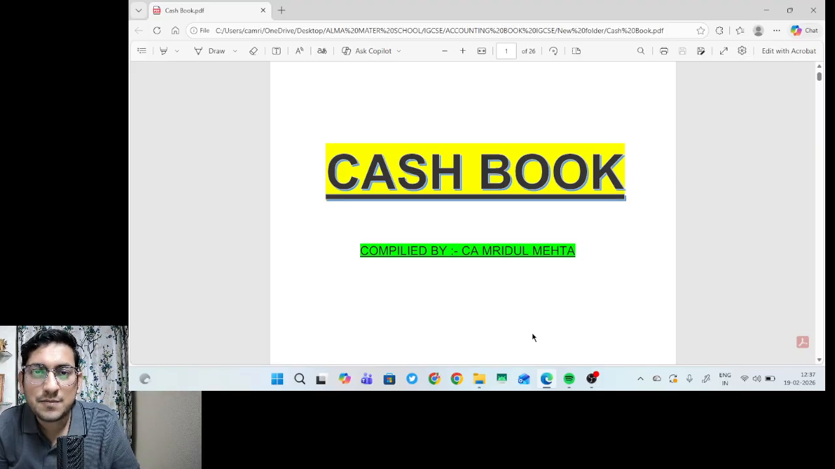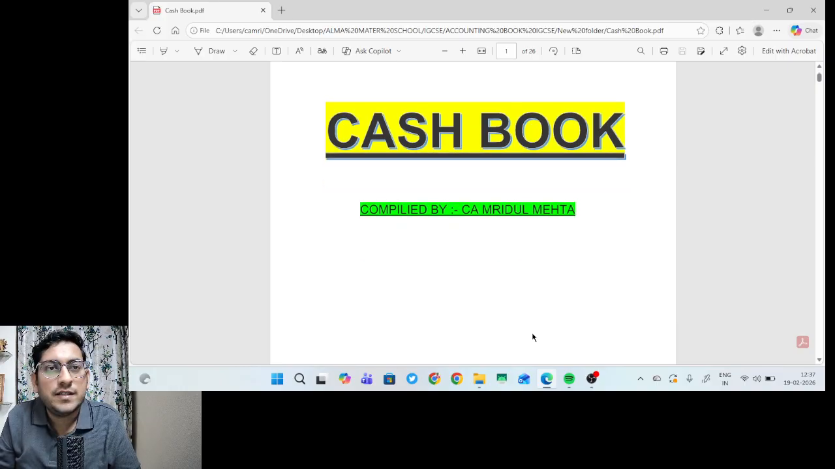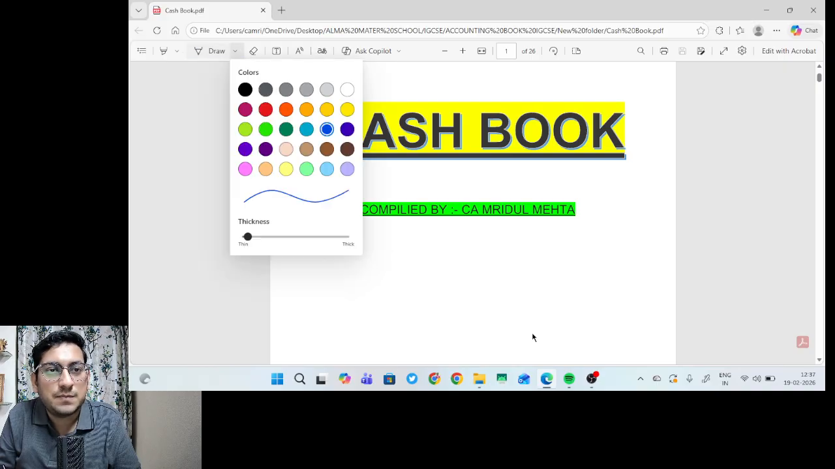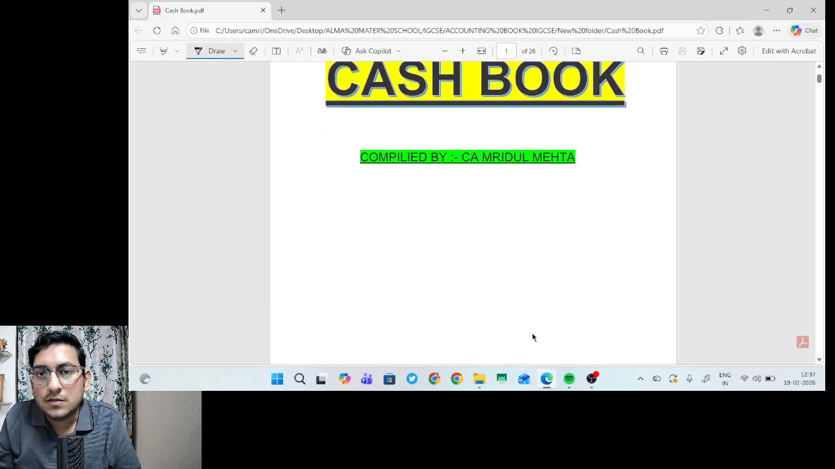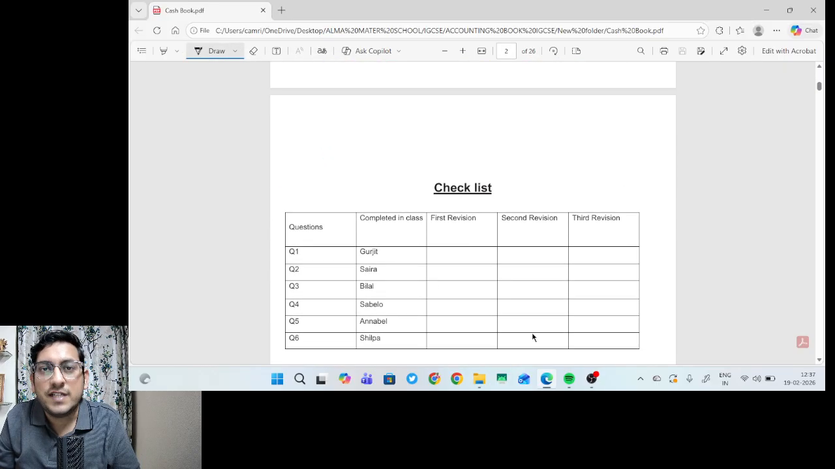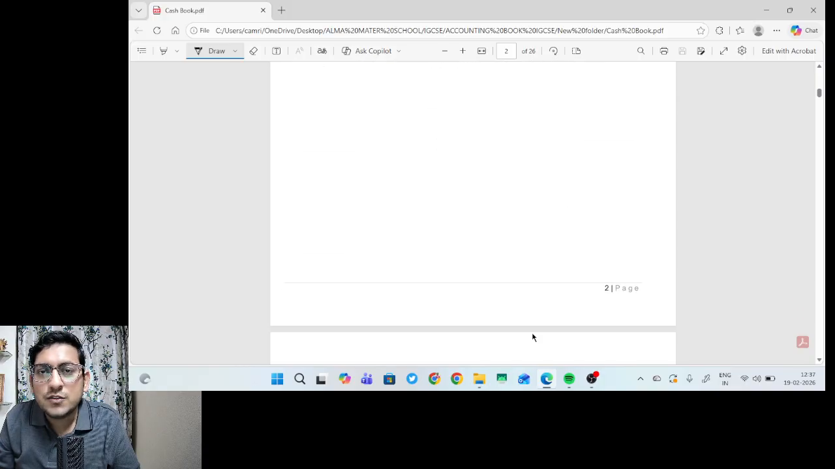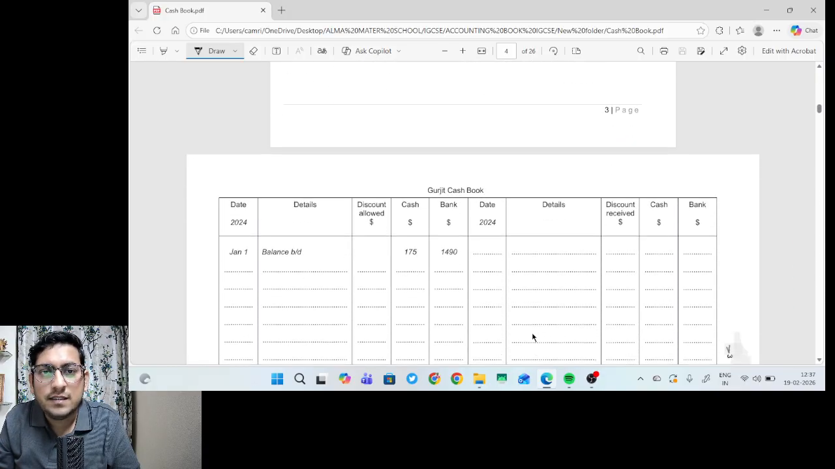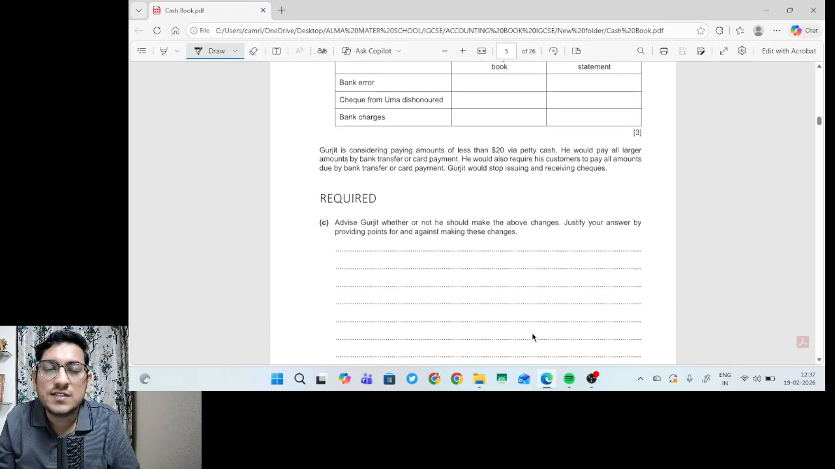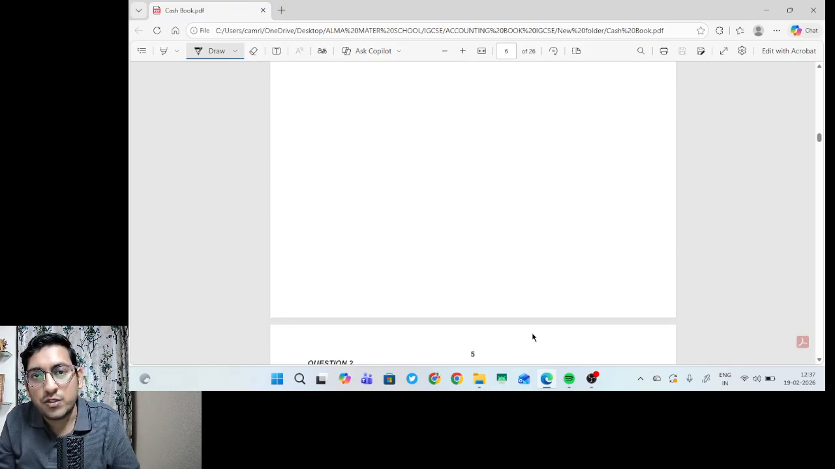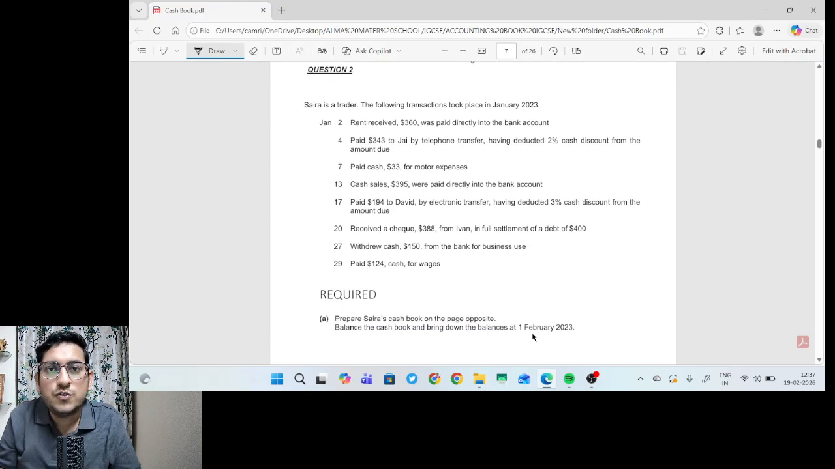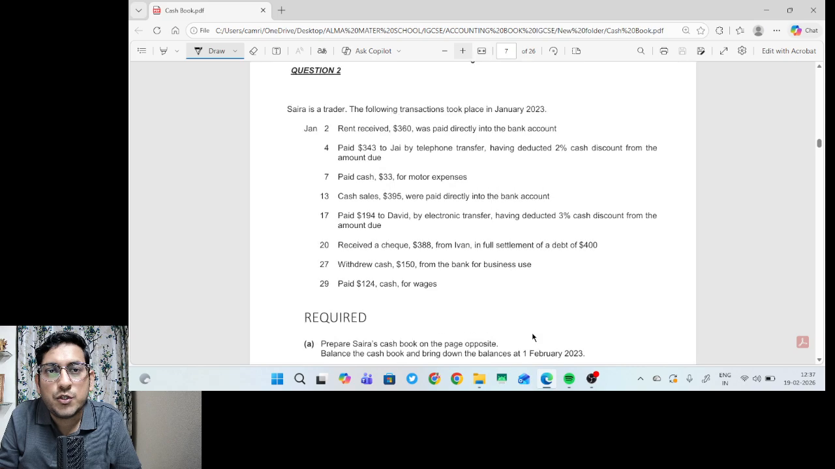A very easy chapter, but it scores greater marks in the examination in IGCSE. Somewhere it will cover around 20 marks of your paper. So, let us begin with this concept of cash book. Let us do one good question on the concept of cash book, which includes trade discount, cash discount, and the contra entry. So, let us do question number 2.